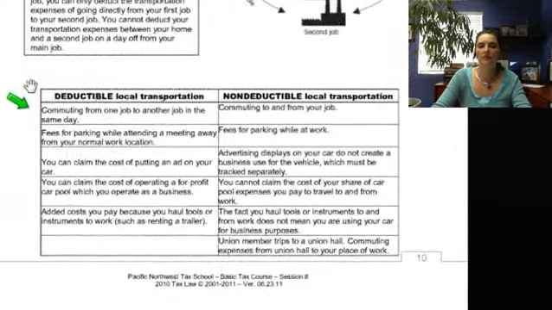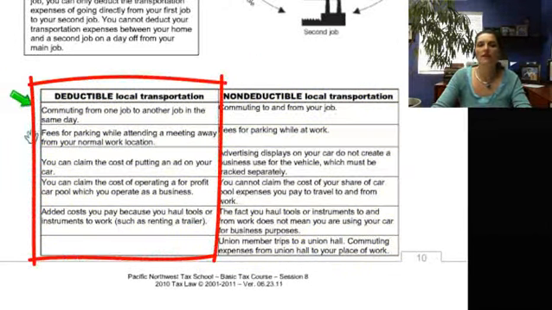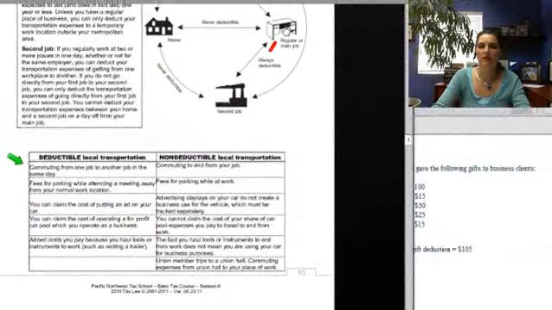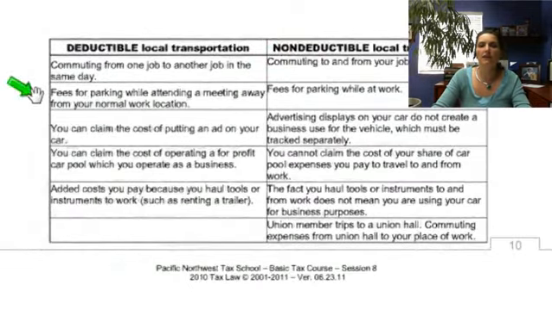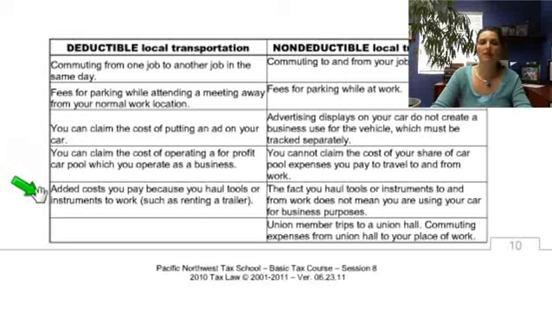So let's take a look at this table for what is deductible and what is not. We have deductible local and non-deductible. What is deductible includes commuting from one job to another job in the same day, and here we see that, regular job to second job, that is deductible. Fees for parking while attending a meeting away from your normal work location are deductible. You can claim the cost of putting an ad on your car. You can claim the cost of operating a for-profit carpool which you operate as a business, and you can also claim added costs you pay because you haul tools or instruments to work, such as renting a trailer.